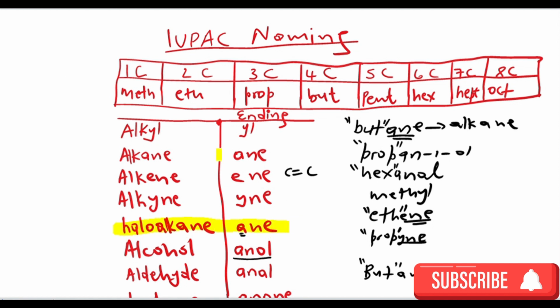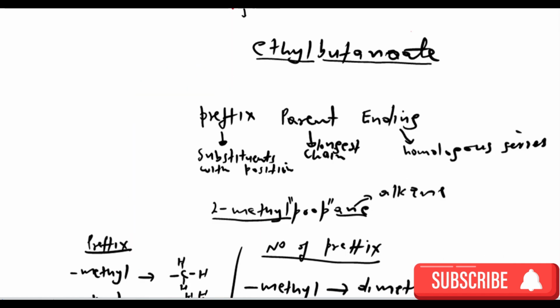Remember that when you are naming haloalkanes, the ending of the name must be "ane". And you must also remember that when there is one carbon atom in a chain, we say meth; two carbon atoms in the chain, eth; three carbon atoms, prop; and four carbon atoms, but; and so on up to 8 carbon atoms. So let's quickly go to the haloalkanes.